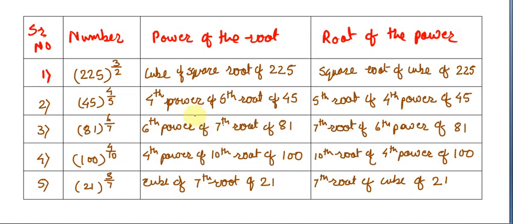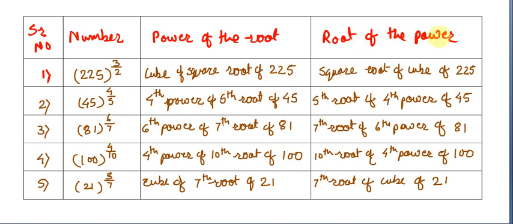In this way, we have completed the table. We will see once again. Here the number is 225 raised to the power 3 by 2. It is read as 225 raised to the power 3 by 2. And in power of the root form, we first write the power, then the root form. So power is 3, so cube of, and denominator is 2, so square root of 225. So it is written as cube of square root of 225.